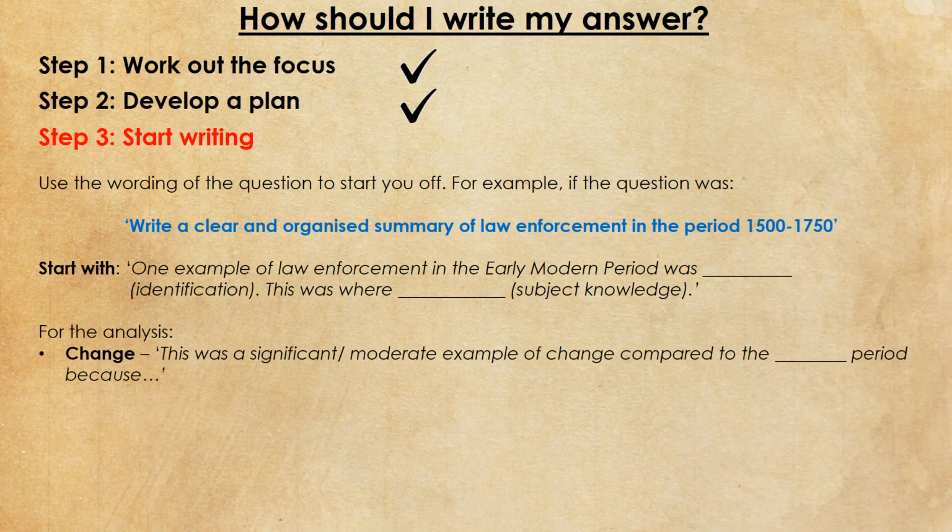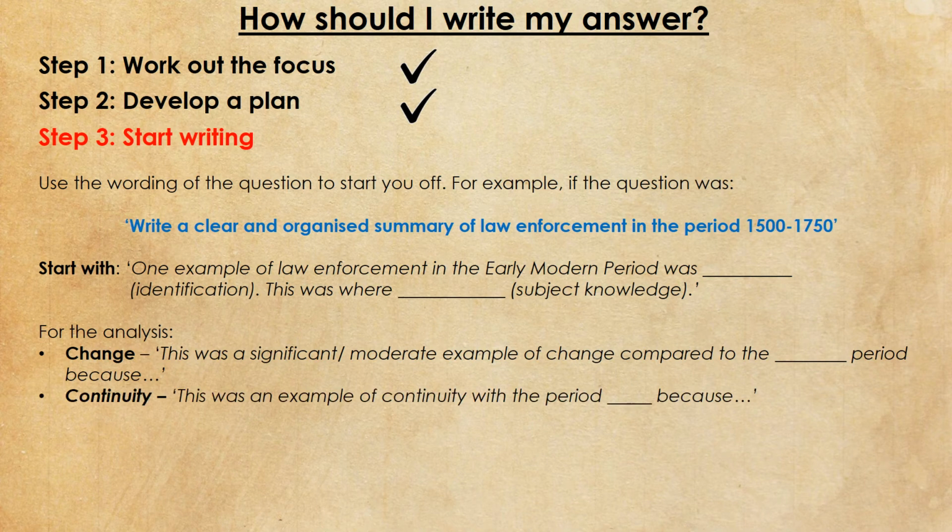So you could talk about, for change, this was significant or a moderate example of change compared to the previous time period, so the Middle Ages period in this example, because ... and then explain why it's a big change or a significant change. Continuity, this was an example of continuity with the Middle Age period because ... Diversity, this was not the same for everyone or everywhere due to ... and then you could talk about the different experiences of different people, depending on maybe social class or where they were in the country.